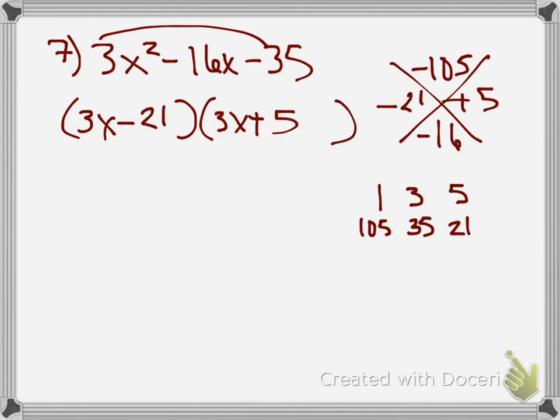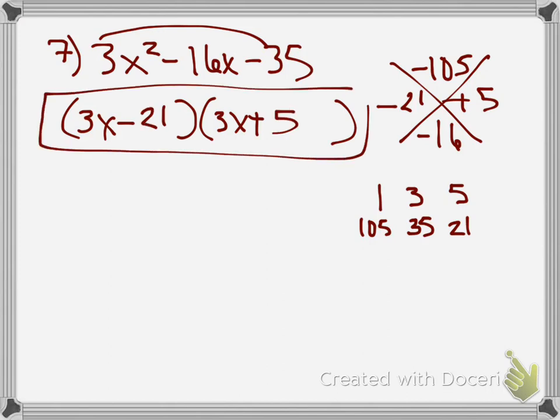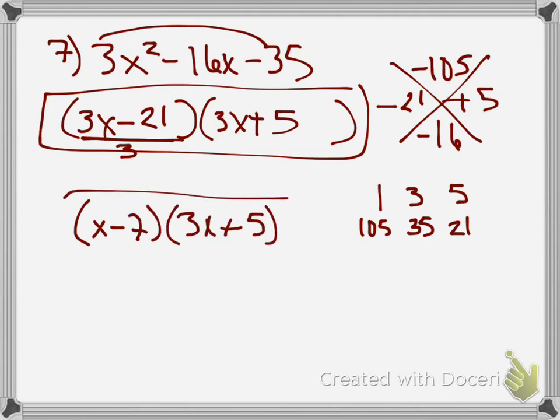So here we go, 21 and 5. Now, this will get you full credit. But you can see here, one of these is divisible by 3, so I can divide by 3: x minus 7, 3x plus 5, and I will get a second answer that will give me extra credit. So this one's full, that one's extra.